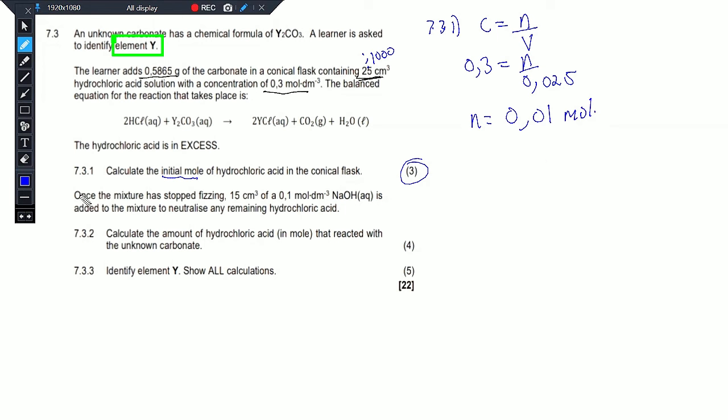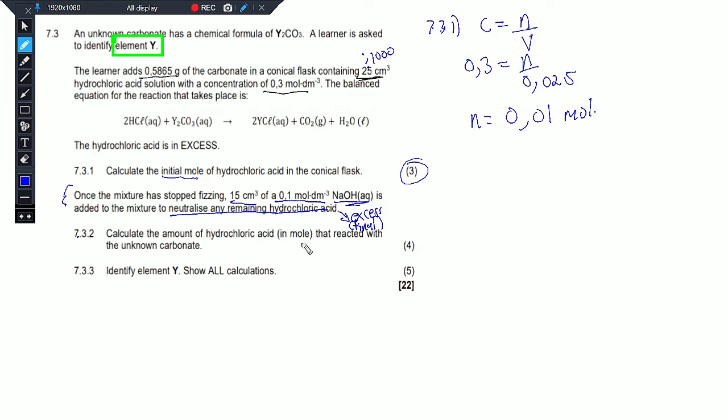7.3.2 says we have a statement here which relates to the question below. Once the mixture has stopped fizzing, 15 cm³ of 0.1 mol/dm³ sodium hydroxide is added to the mixture to neutralize any remaining hydrochloric acid. So it is to neutralize the excess hydrochloric acid. I want you to understand that, right? So we know our calculation when it comes to this.